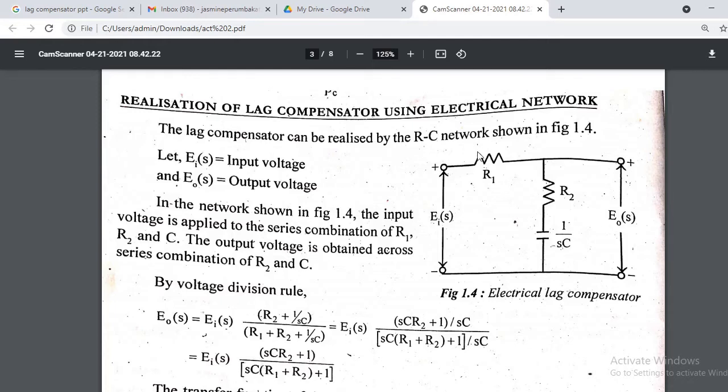See this electrical network. This electrical network has 3 elements, 2 resistors and 1 capacitor. And this network is represented in S domain, so the capacitor is written as 1 by SC. And we are applying input voltage EI to the system, and we are taking output across the resistor and capacitor. So the transfer function of this network is Laplace of output by Laplace of input at zero initial condition, that is E0 of S divided by EI of S.